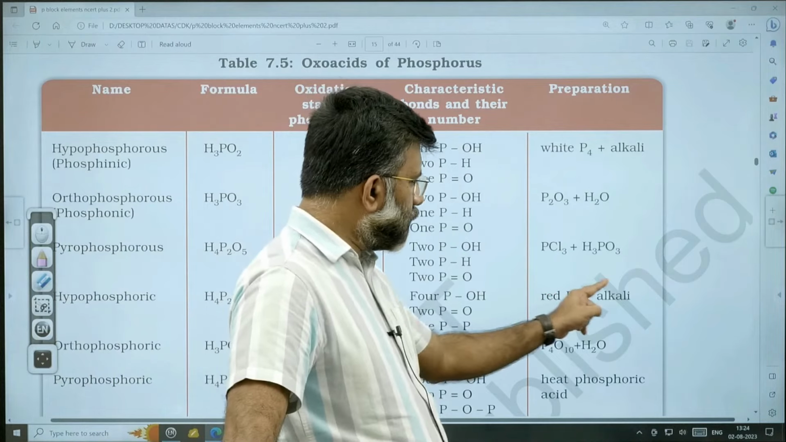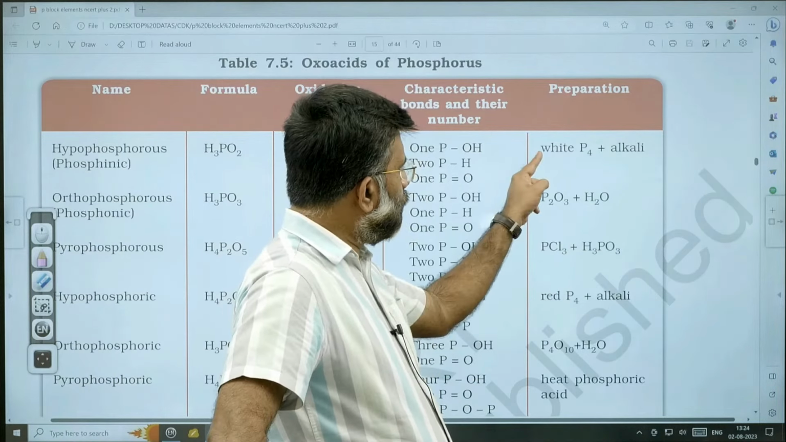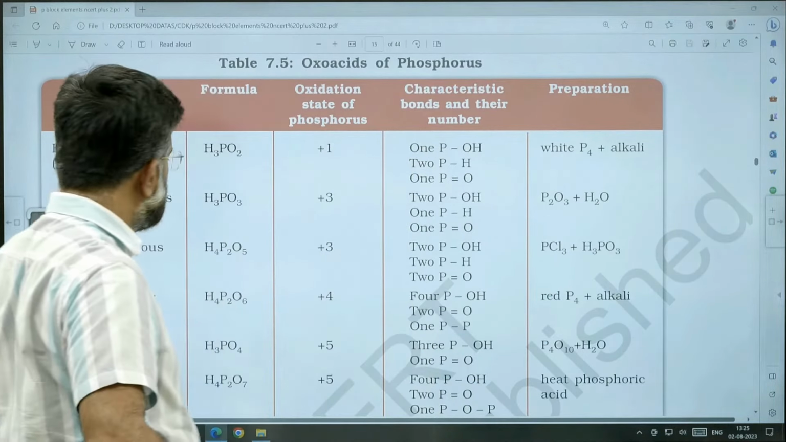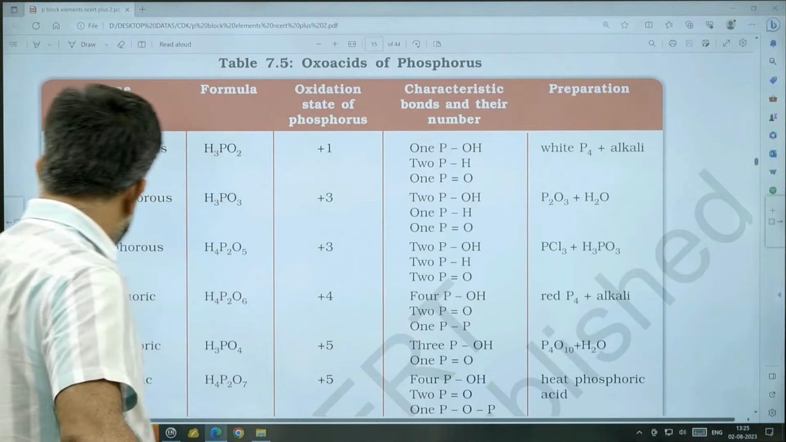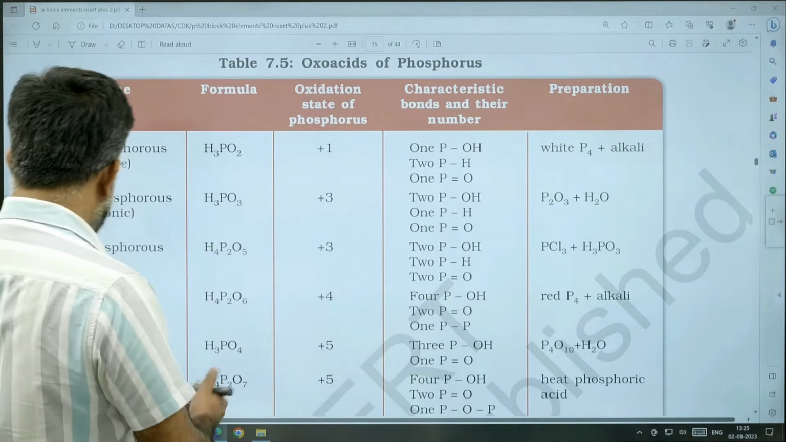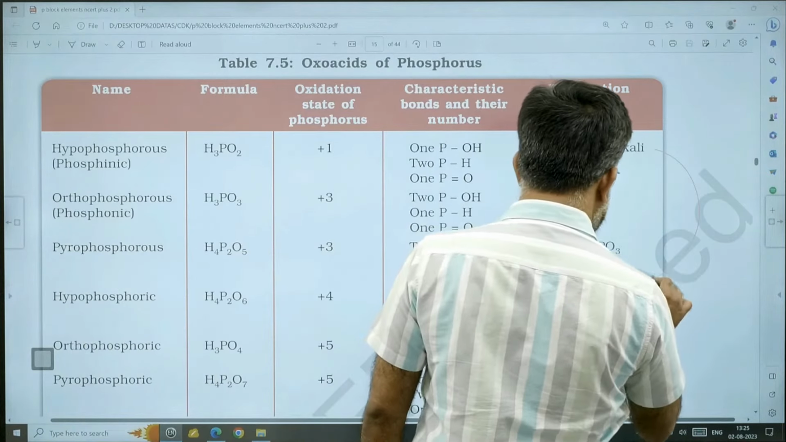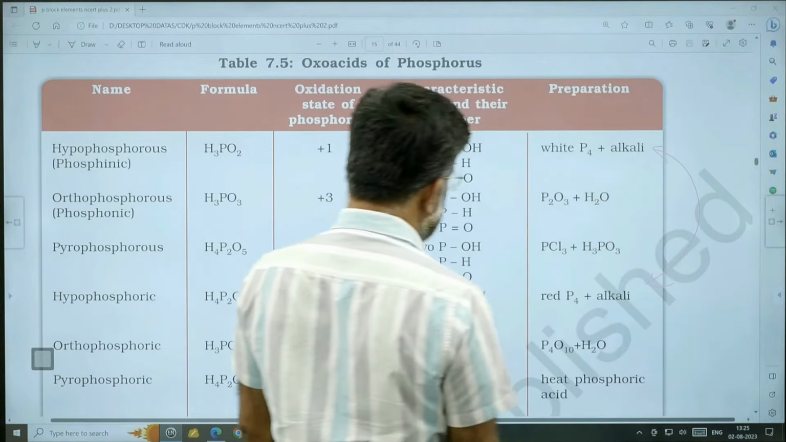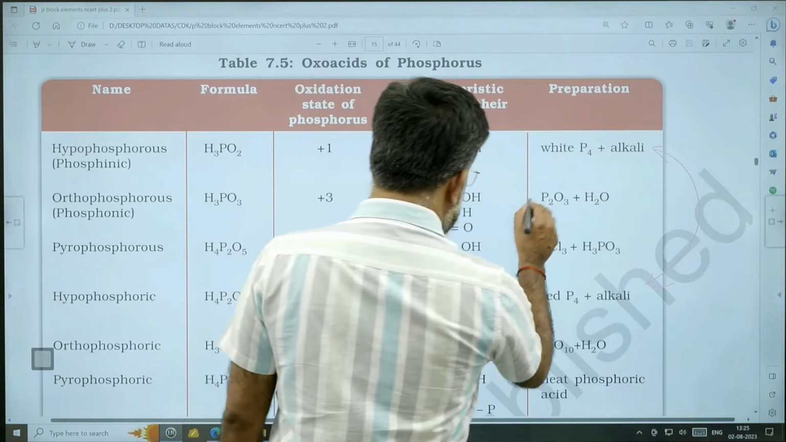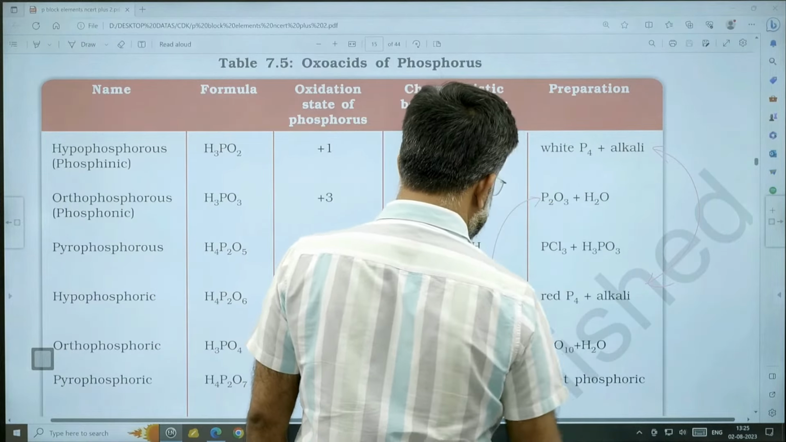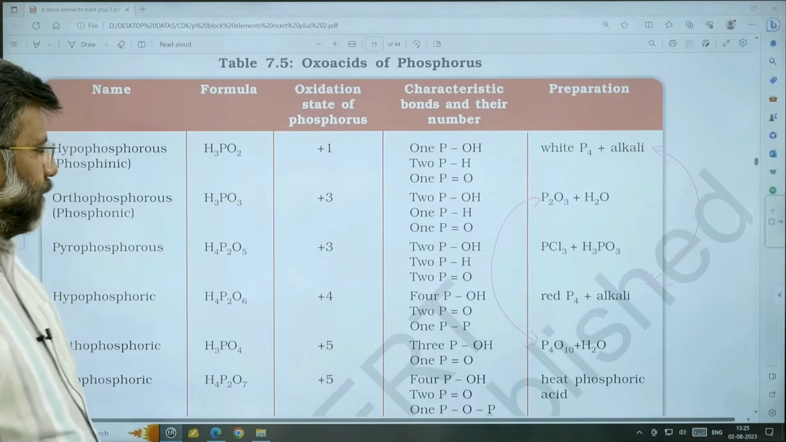Red phosphorus with alkali, you get that. White phosphorus with alkali, you get this. Red phosphorus with alkali, you get this. So you can correlate like that also. These two reactions, you can correlate. There are similarities.